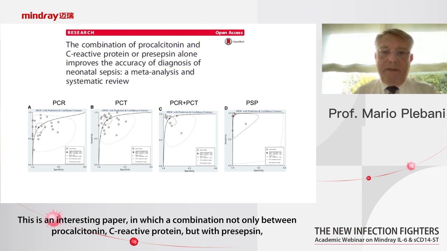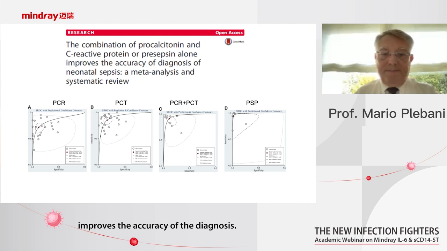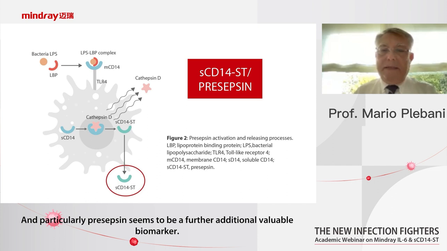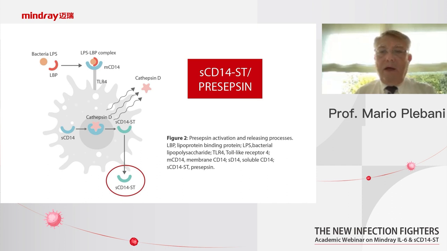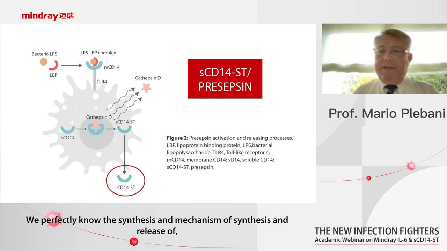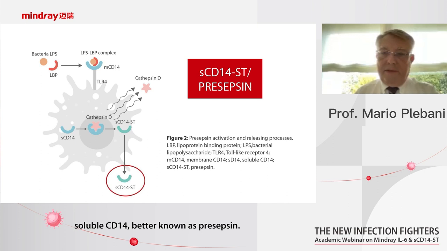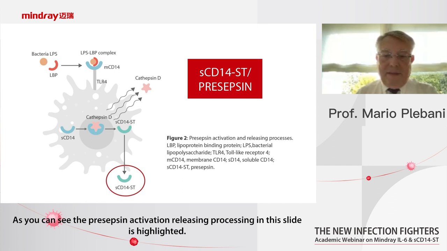This is an interesting paper in which the combination not only between procalcitonin and C-reactive protein, but with presepsin improves the accuracy of the diagnosis. And particularly presepsin seems to be a further additional valuable biomarker. We perfectly know the mechanism of synthesis and release of soluble CD14, better known as presepsin. As you can see, the presepsin activation and release processing in this line is highlighted.